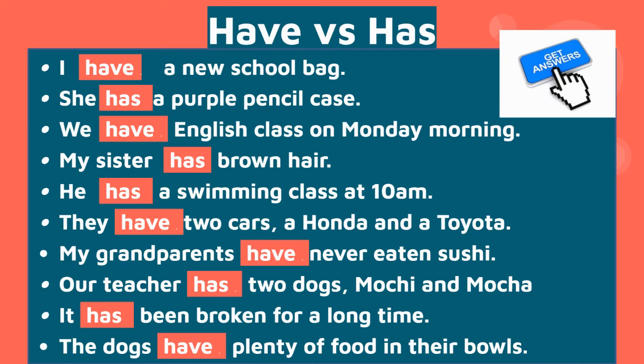And you'll see there, not all of the sentences are present simple. Some of them there are present perfect. But when we use present perfect, we also use have, and we need to use have or has correctly. Very important.